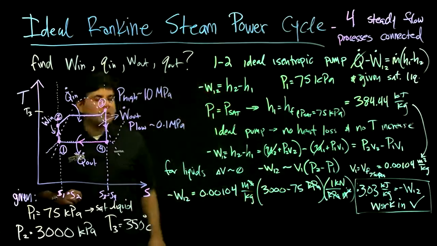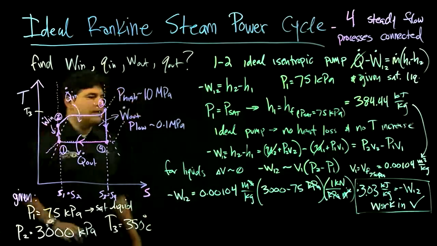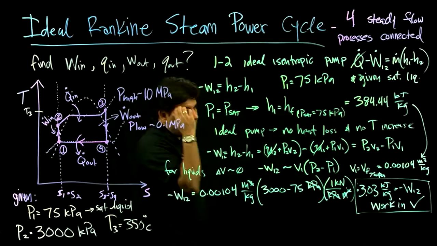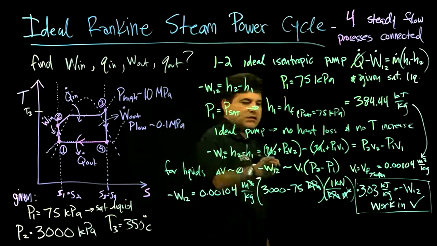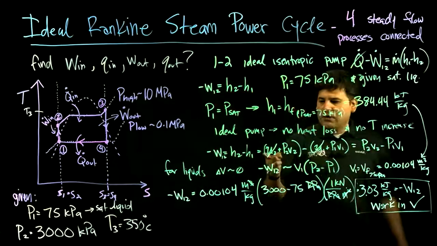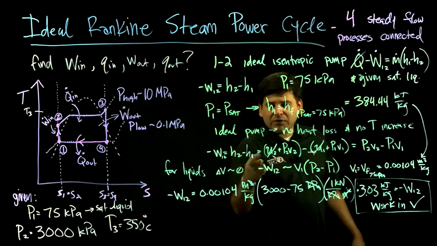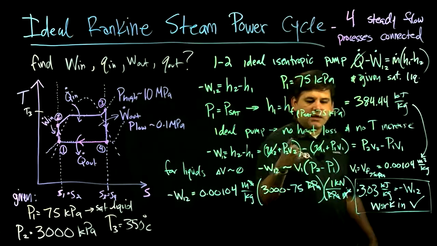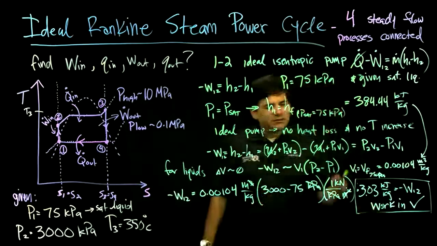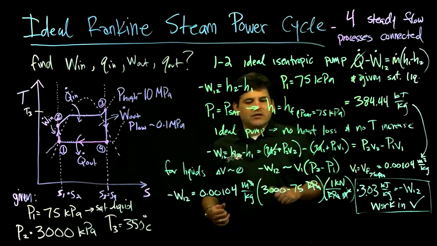All right. So we found the work in using the fact that for compressible liquids, the volume doesn't change much. You can then use the fact that for an ideal pump, the temperature doesn't change. And that would give us this V delta P. So that gave us the work in.